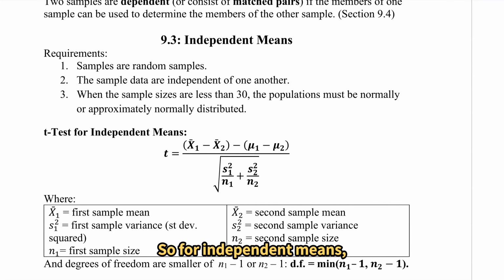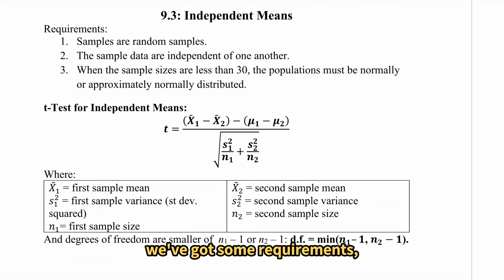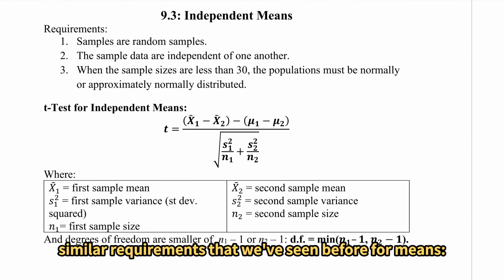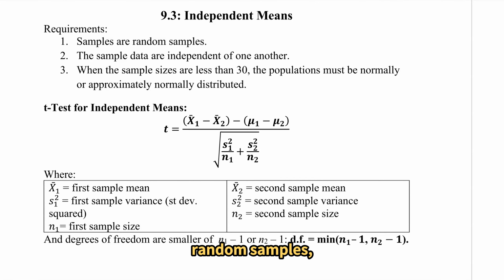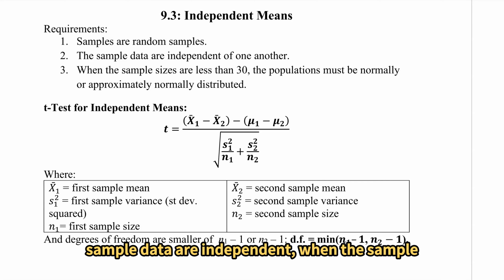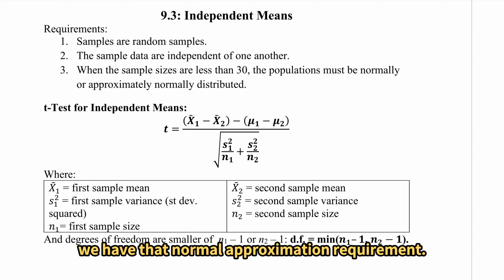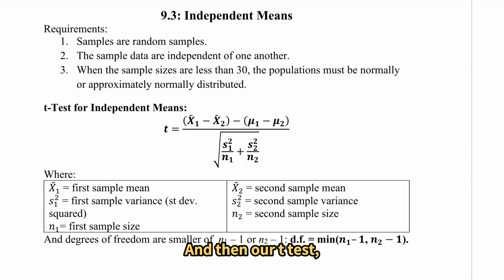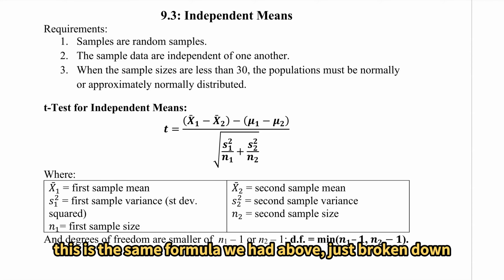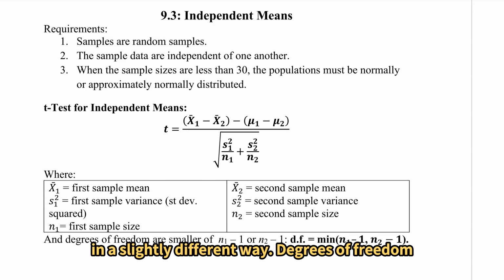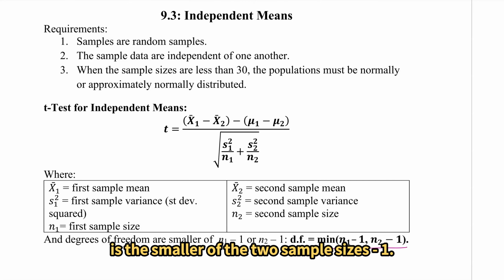So for independent means, we've got some requirements, similar requirements that we've seen before for means. Random samples, sample data are independent. When the sample sizes are less than 30, we have that normal approximation requirement. And then our t-test, this is the same formula we had above, just broken down in a slightly different way. Degrees of freedom is the smaller of the two sample sizes, minus 1.